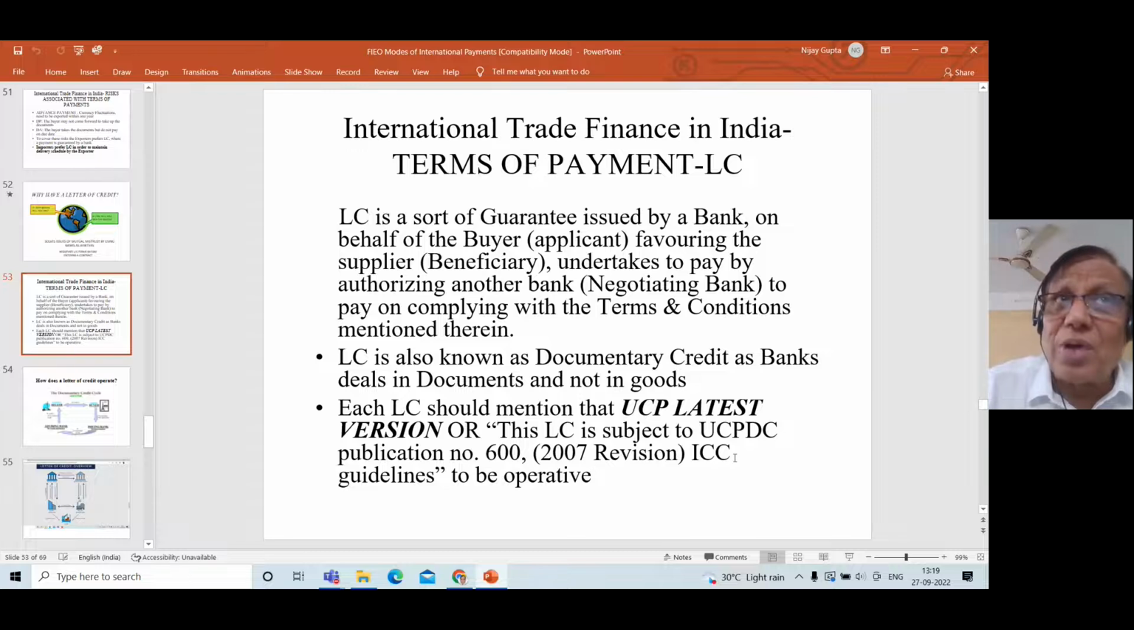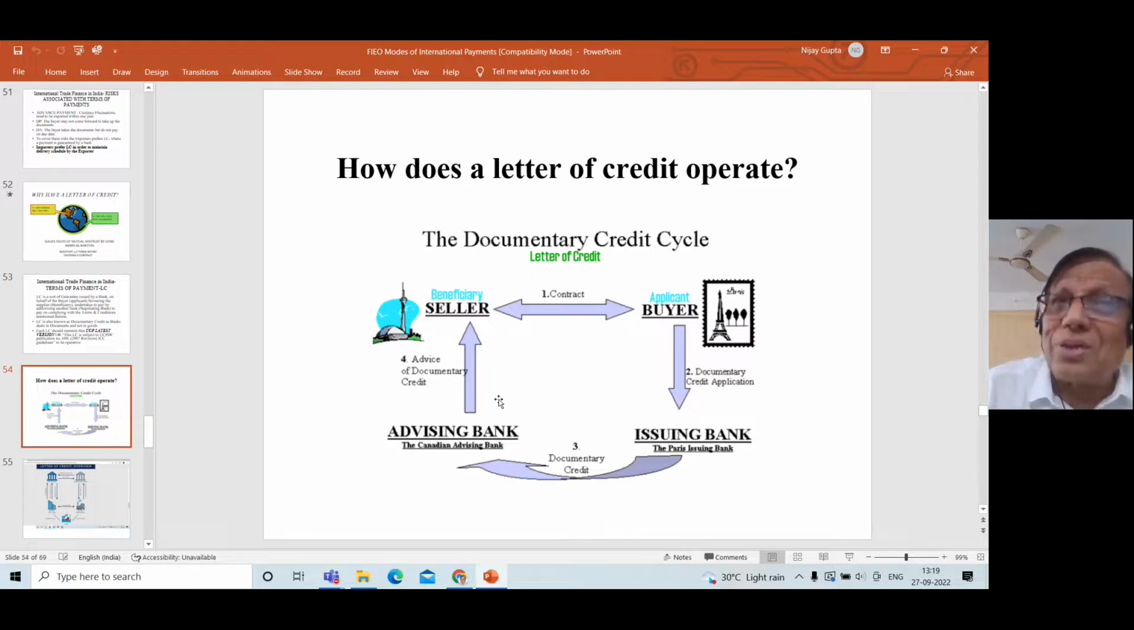Each LC should have a clause like UCP latest version, or in the olden days they used to say LC subject to UCP DC 600, 2007 revision as per ICC guidelines. It's very interesting, all the countries subscribing to the WTO and ICC are covered under this. There are very few countries who are not part of this. Those countries can use this format or some other format, like Libya and others. Even Russia, I understand, has made its own formats like SPFS for these kinds of LCs.